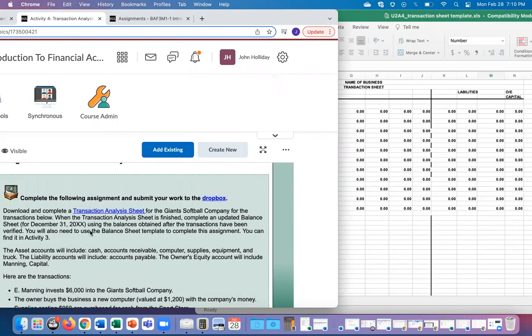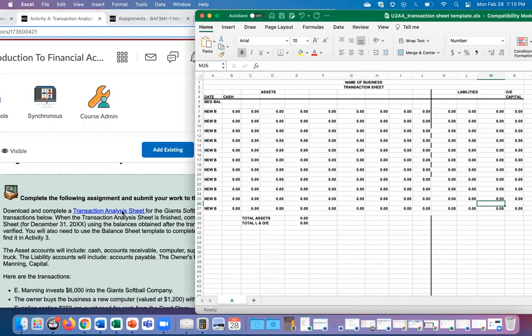The first thing that you'll notice is the transaction analysis sheet link here. That's obviously important. When you click on that, it'll download that Excel spreadsheet and it will look like this here when you open it up.